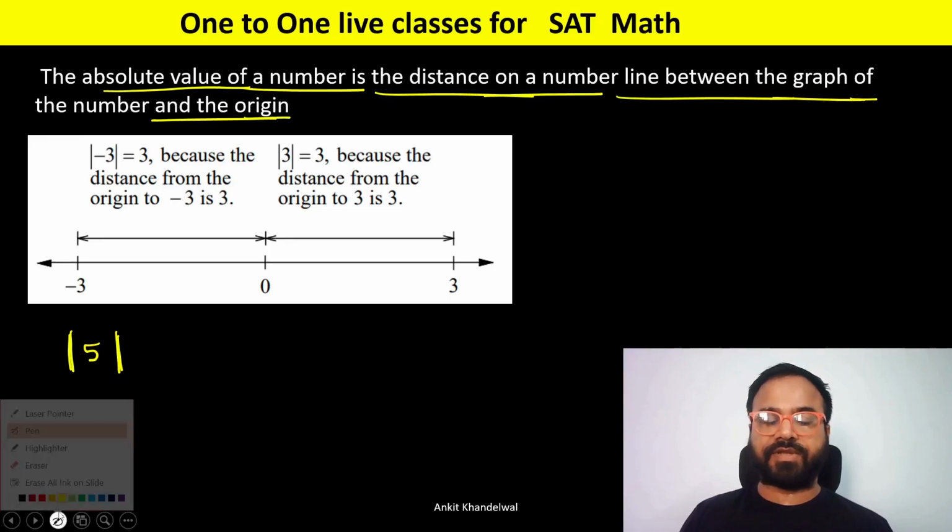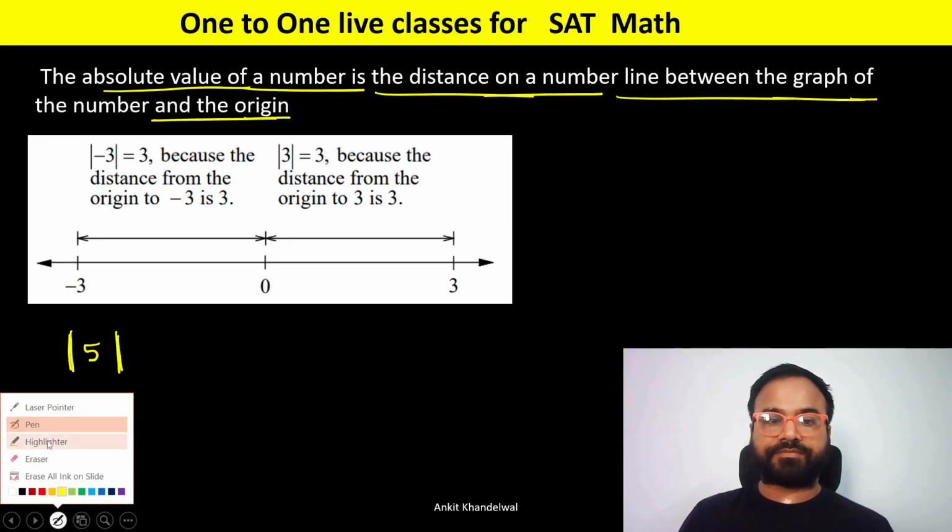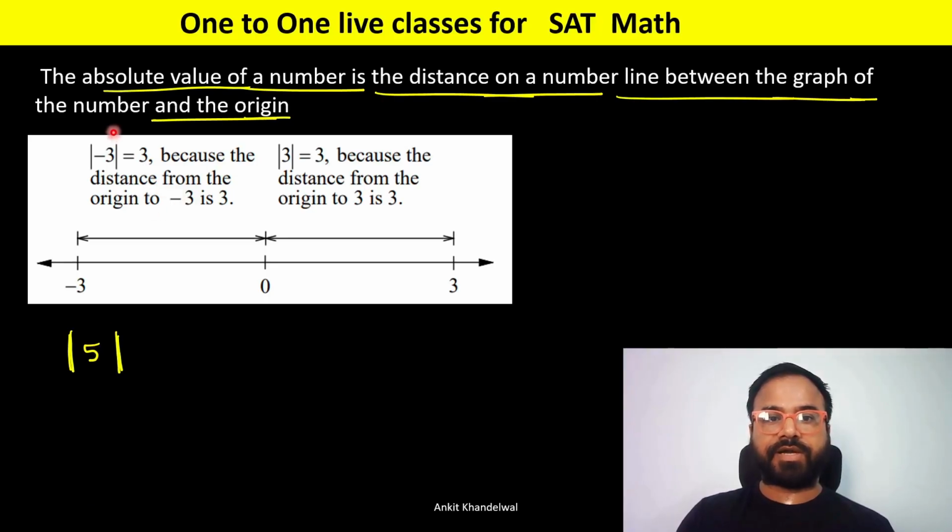Just like in this one, you can see here, look at this. This is minus 3. The absolute value of minus 3 is equal to 3. Why? Where is minus 3? Here. So what is the distance of this particular number on the graph from the origin? The distance from here to here is 3. So that is why the absolute value of minus 3 is 3, because the distance from the origin to minus 3 is 3.